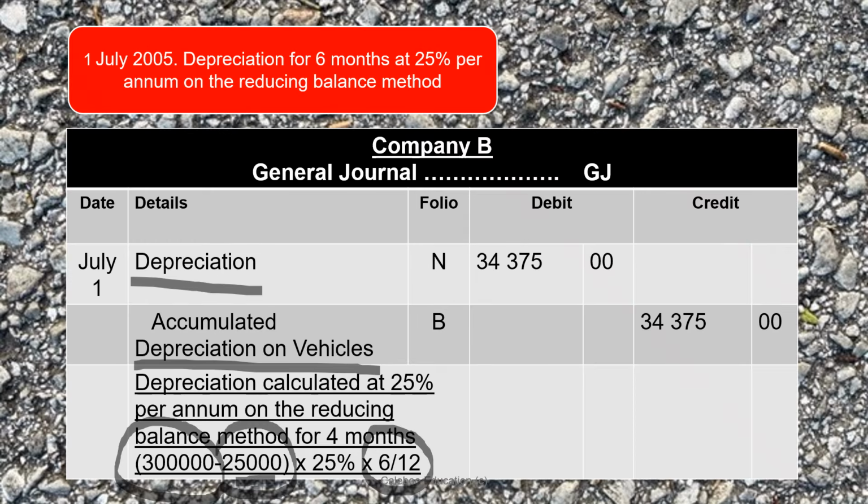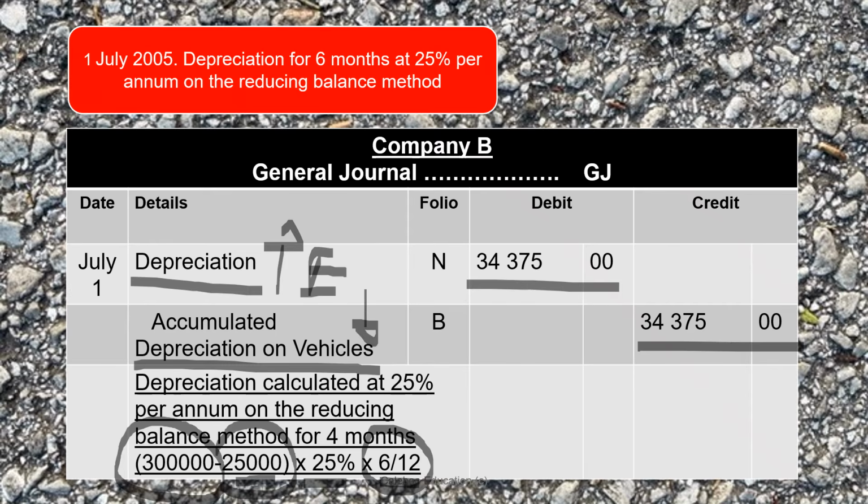You must take the 25,000 off, because this is the diminishing balance method or reducing balance method. So you take off the accumulated depreciation balance from the previous year, which was 25,000, times 25%, and we had this vehicle for 6 months in the current year, and you will see that comes to 34,375. Depreciation, expense. Increase in expense, debit. Accumulated depreciation on vehicles, decrease in assets, credit.